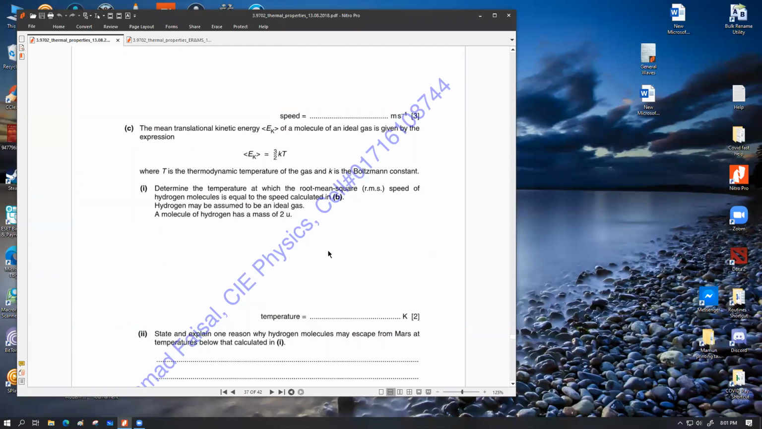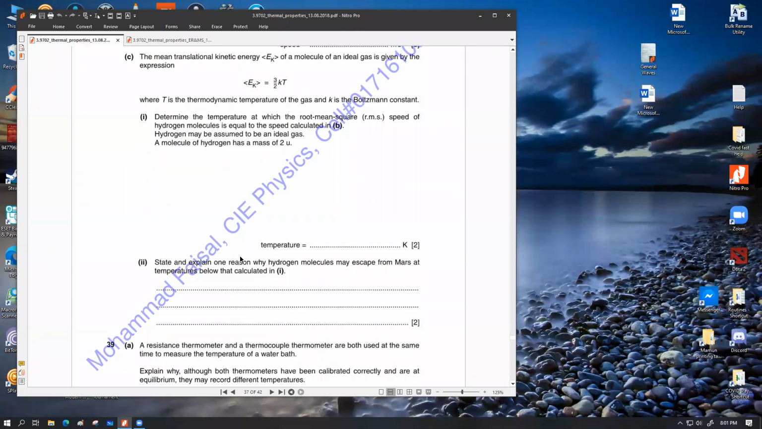C2. State and explain one reason why hydrogen molecules may escape from Mars at a temperature below that calculated in B1. This is a very nice question. This one covers the idea of the probabilistic distribution of kinetic energy. You have to understand that this is the mean kinetic energy. But at any instant of time, all the hydrogen molecules would not have the exact value of this. On average they will have this value, which means some hydrogen molecules would have higher energy than this, some would have lower.